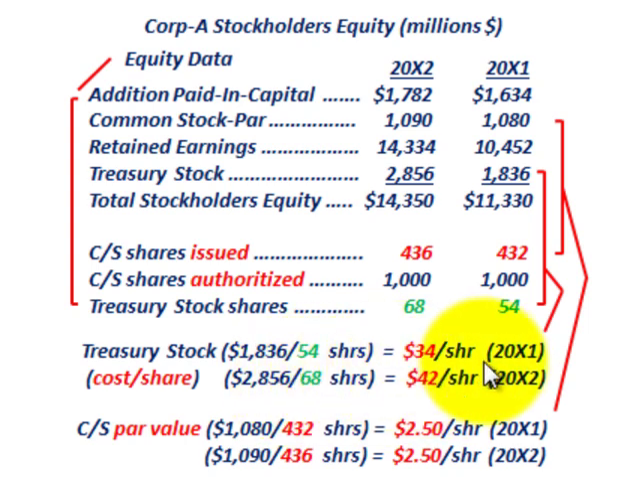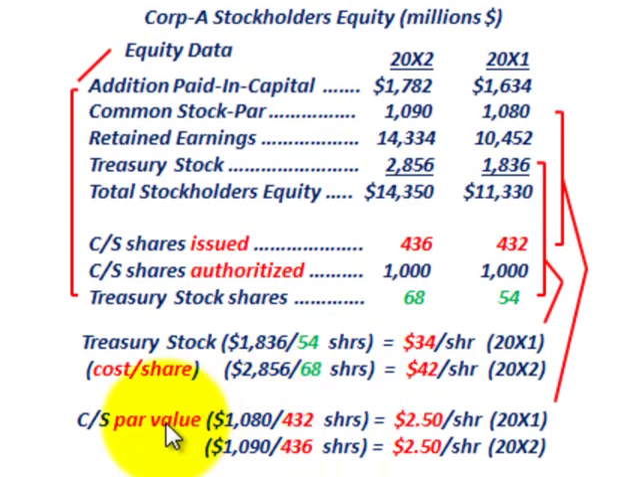Looking at year 20x2, you just take the total amount of your treasury stock, in this case 2,856,000, divided by the total number of treasury stock shares being held by the company, 68,000, and you're going to get a cost per share basis for your treasury stock of $42 per share for 20x2. The key when dealing with treasury stock is that it's based on its cost, and that cost is changing from year to year, and we looked at it on a cost per share basis.